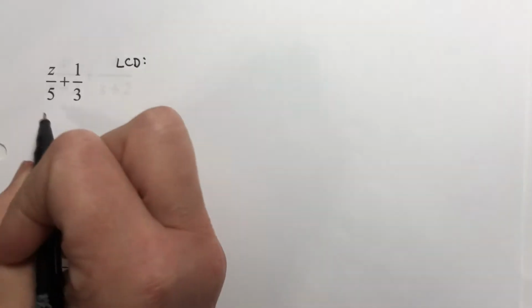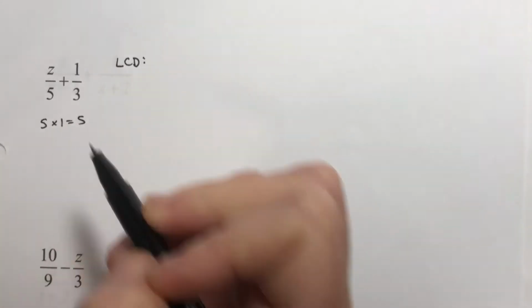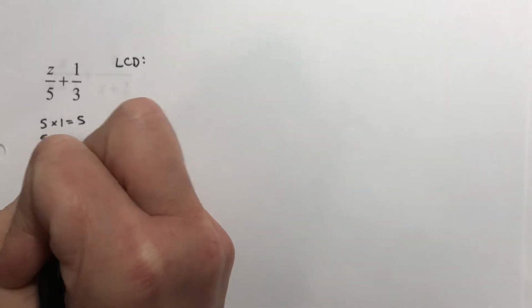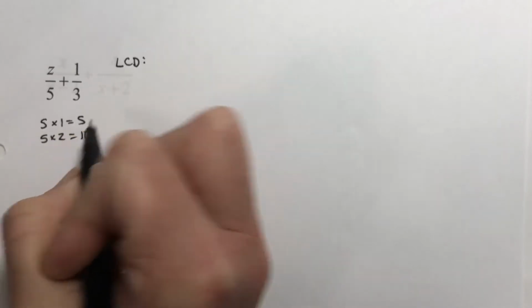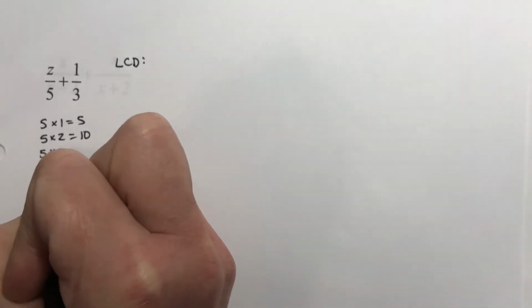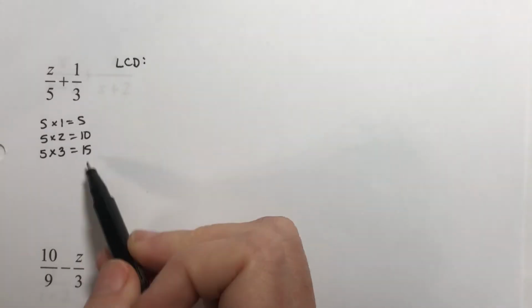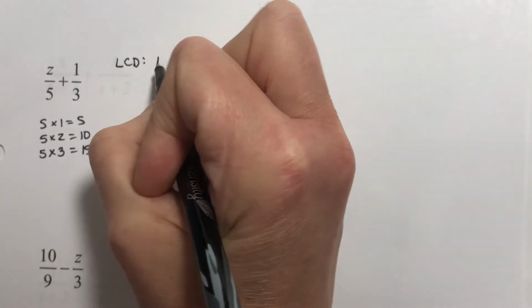So I take my larger number, which is 5. 5 times 1 is 5. 3 does not go into 5. 5 times 2 would be 10. 3 does not divide into 10. So we keep going. 5 times 3 is 15, and that is the first number that both of them divide evenly into. So my LCD is 15.